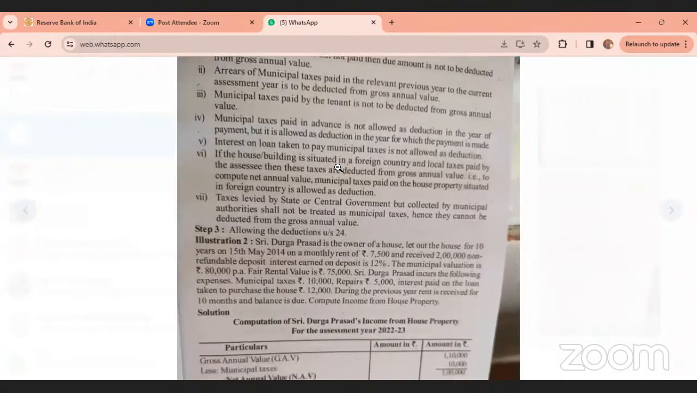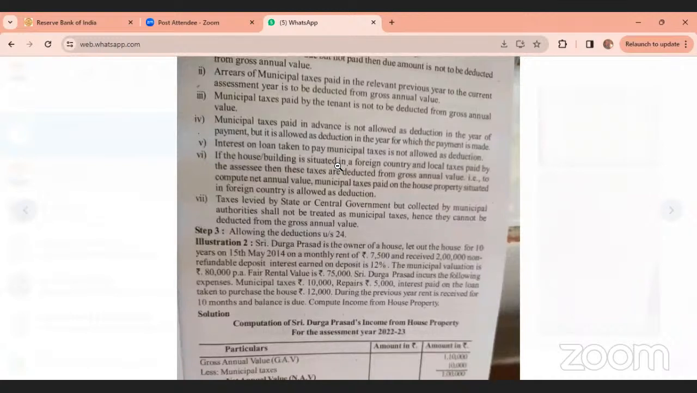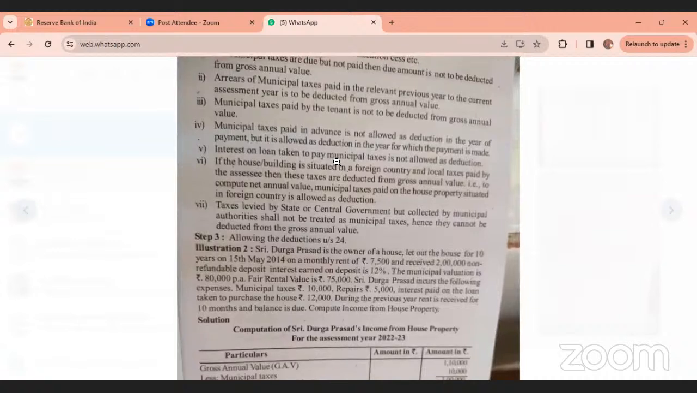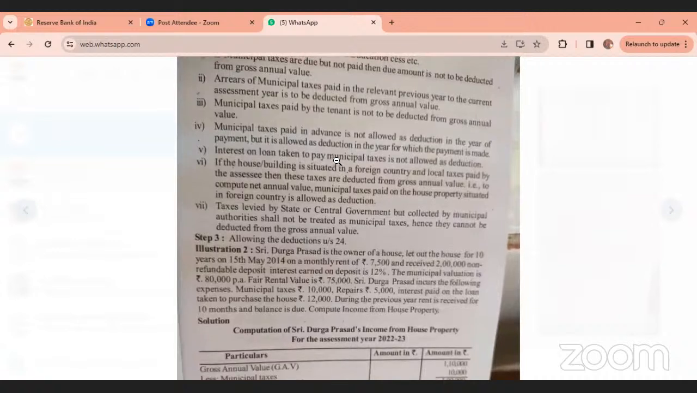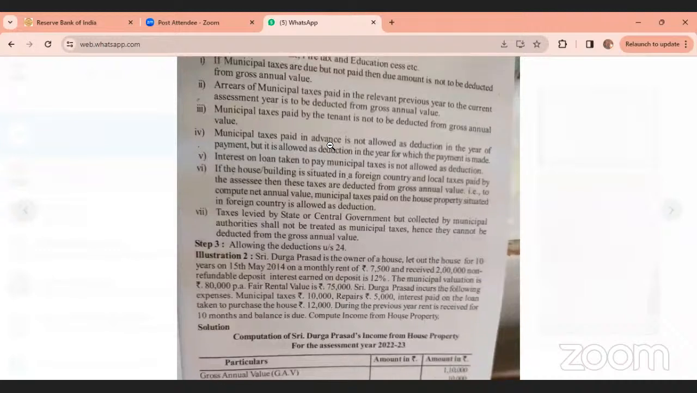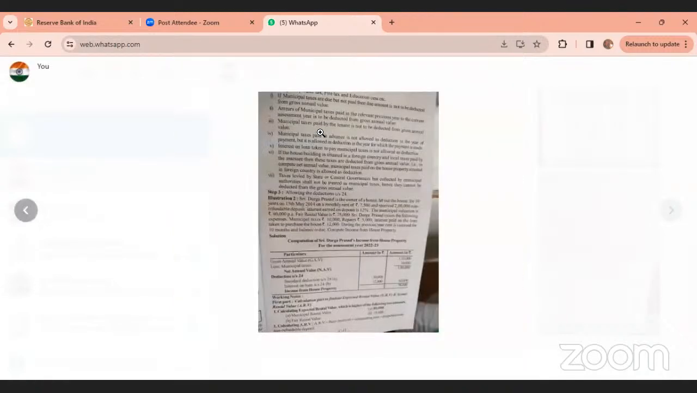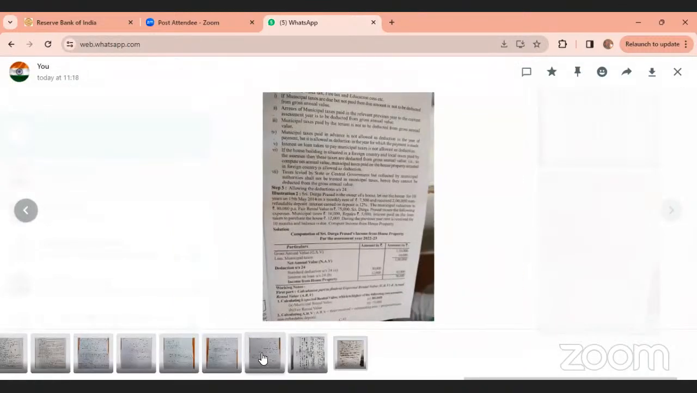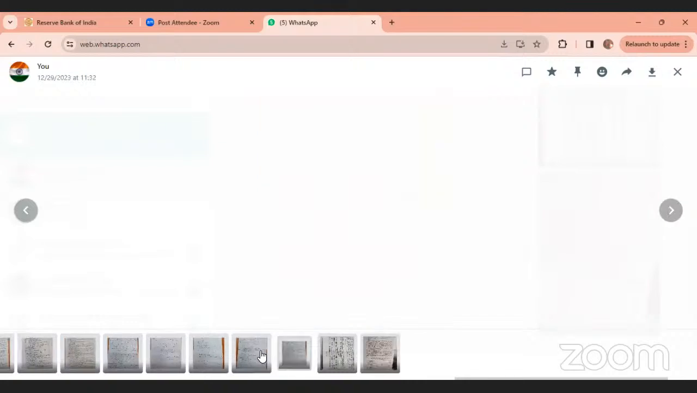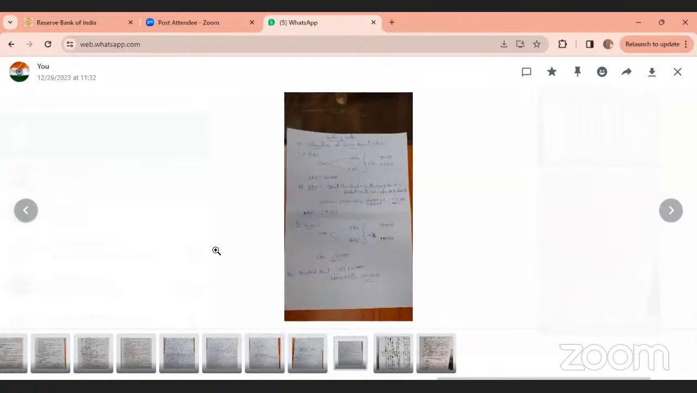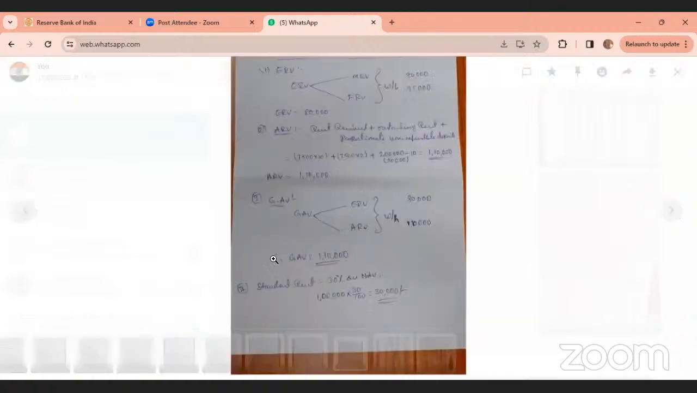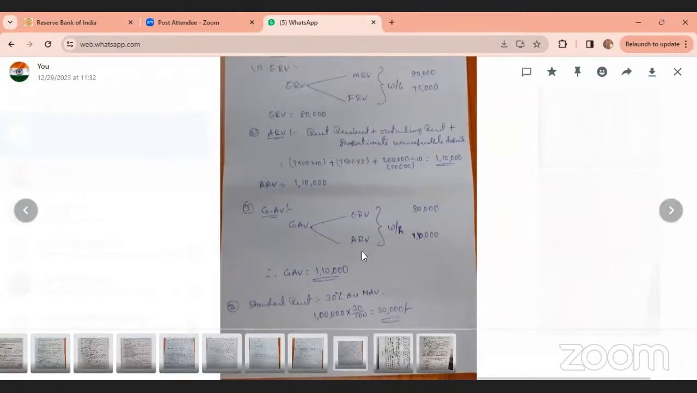Next, what? If the house or building is situated in a foreign country and local taxes are paid by the assessee, then these taxes are deducted from gross annual value when computing net annual value only. So these are all the main important points for deduction from gross annual value on the topic of taxes. Okay, so first you have to find out gross annual value, and next what? Municipal taxes, and after that one more important point here.